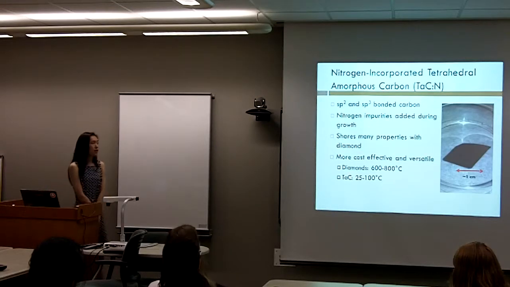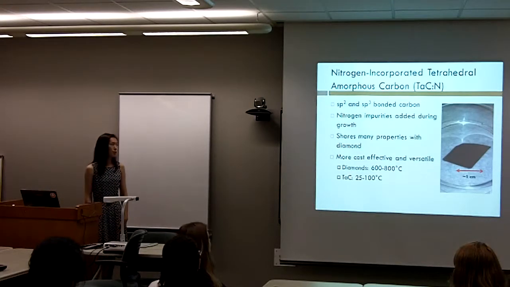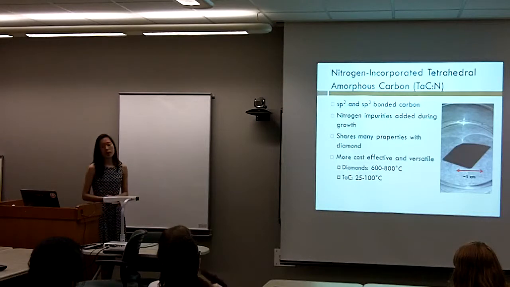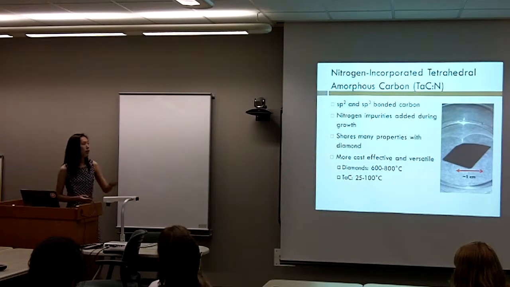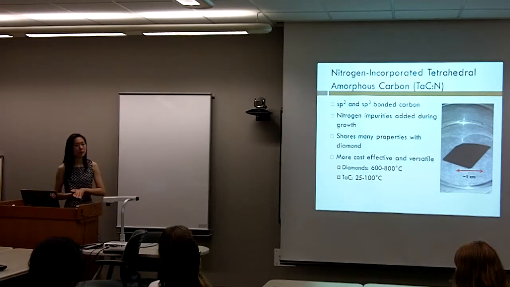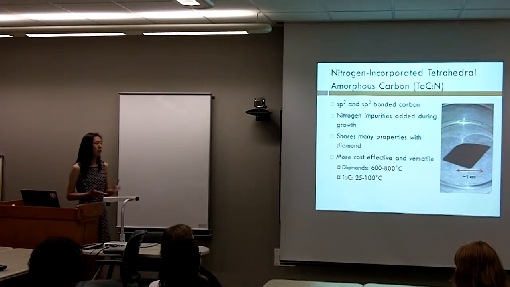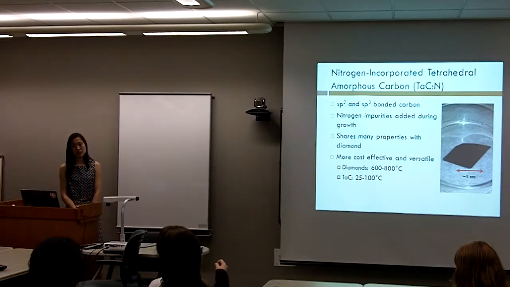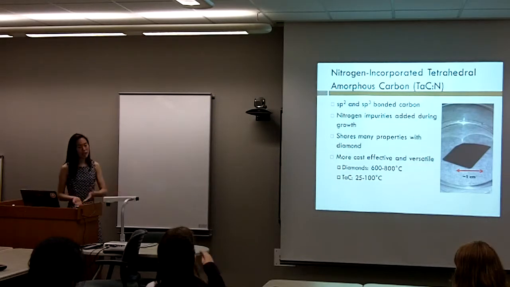The third type that I'm trying to test is nitrogen-incorporated tetrahedral amorphous carbon thin film electrodes, or just TAC. TAC is pretty new. It is a combination of sp2 and sp3 bonded carbon. Nitrogen impurities are added during growth, and theoretically, TAC should share many of the same properties of diamond and perform about just as well. But the thing about TAC is that it's much more cost-effective and versatile than diamond is. Diamond is really expensive. TAC, not so much.